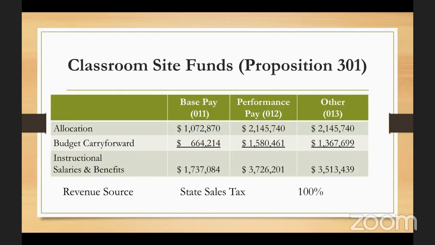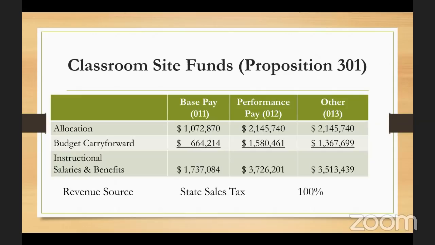The first is for teacher base pay. It's Fund 11, and that is 20% of the funds go into that fund. Performance pay is also known as Fund 12, and 40% of the budget amount gets allocated to Fund 12. And then the third pot is other, and it's Fund 13, and 40% of the allocation goes into that fund.